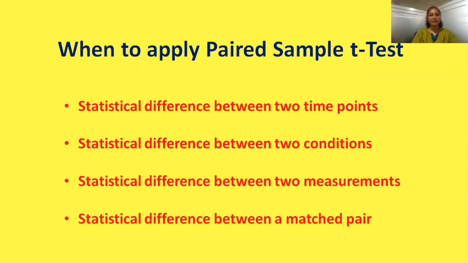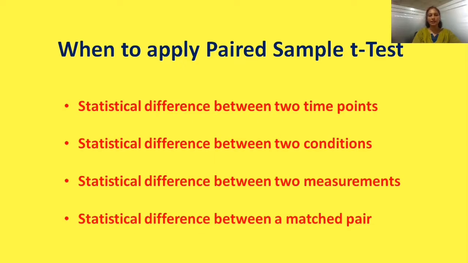The first condition is when we are interested to measure the significant difference between two time points. Means in paired sample t-test we will have only one sample, and for the same sample we will collect responses two times. So if we have collected responses two times between a certain time interval, in that case also we can apply paired sample t-test.